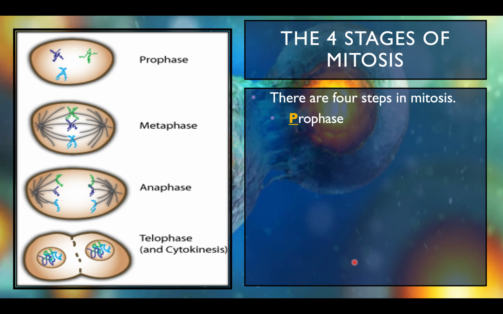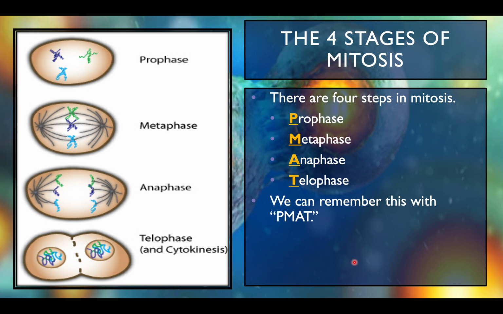There is prophase, metaphase, anaphase, telophase. There is a good mnemonic device that I always use to remember this. It's called PMAT. It's in order. P-M-A-T. Prophase, metaphase, anaphase, telophase. That is the order of the stages in mitosis.